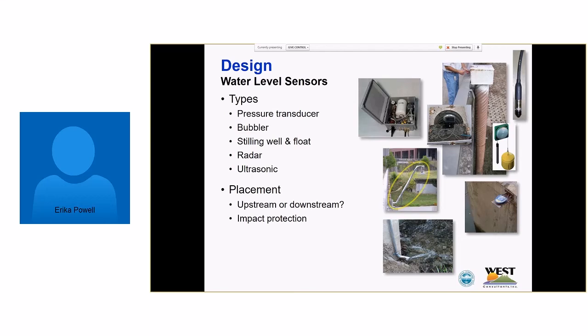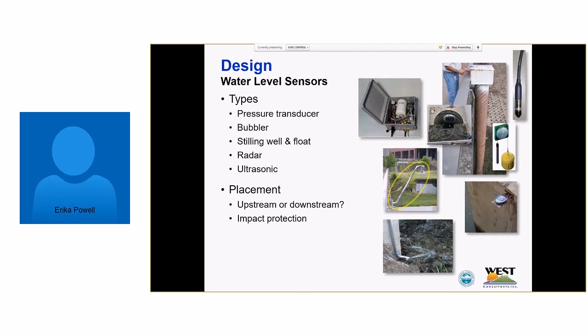Bubblers are a little bit different. They use the same idea, looking at pressure, but releasing gas into the stream and measuring the back pressure and relating that to the depth above the bubble release point. You may have something called a stilling well, which is simply a 1 to 3 foot diameter well that serves as a device to still or quiet the water surface, so you can put a float on it, which rises and falls, and you can measure that rise and fall and transmit the data to a central site.